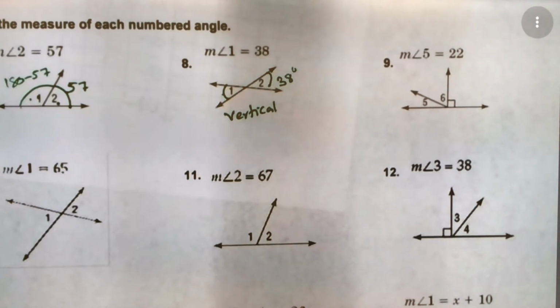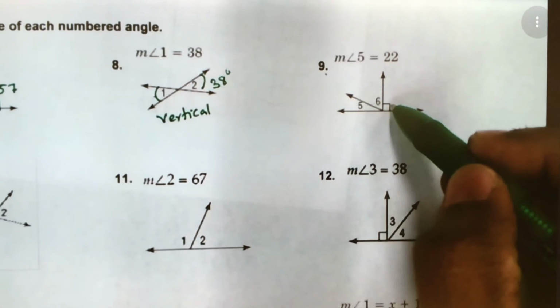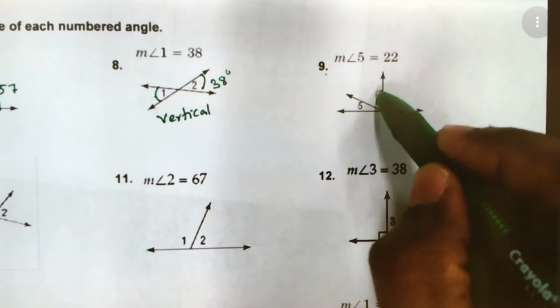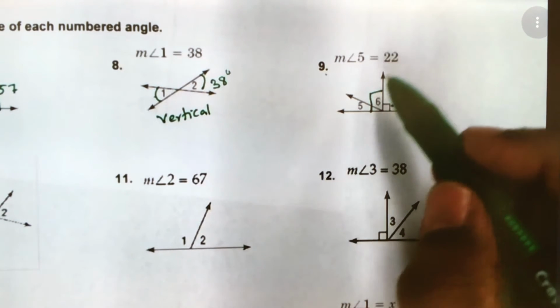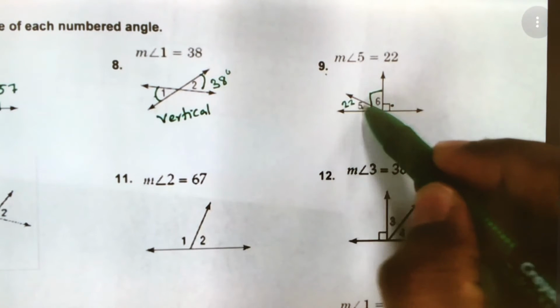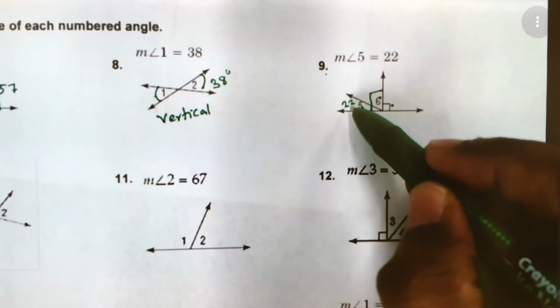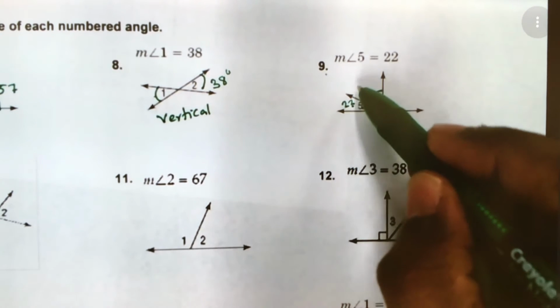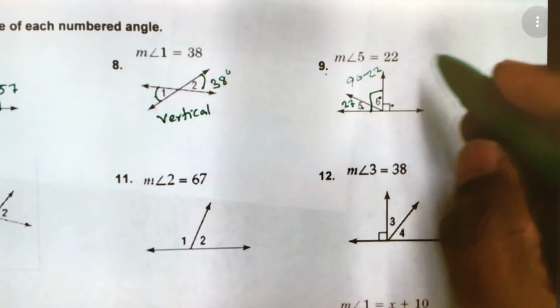The next one, question number 9, this angle is 90. That means these two angles add up to 90, they are complementary. Angle 5 is 22. So angle 5 and angle 6 add up to 90. So angle 5 is 22. That means angle 6 is 90 minus 22. That becomes 68 degrees.